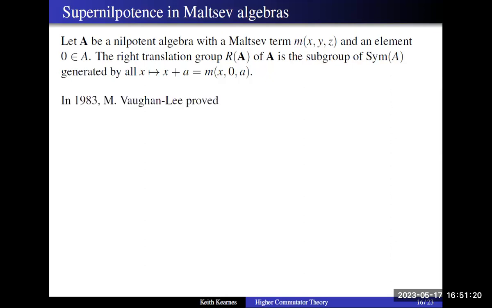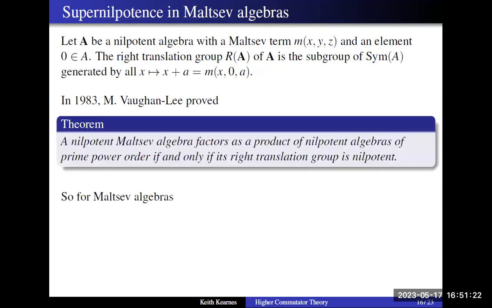And he looked at the group of all right multiplications given by the Mal'cev operation and proved that a nilpotent Mal'cev algebra factors as a product of nilpotent algebras of prime power order if and only if the right translation group is nilpotent. That's similar to the group case, similar to the loop case.